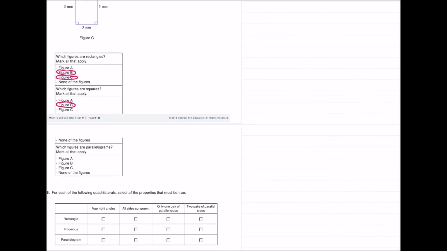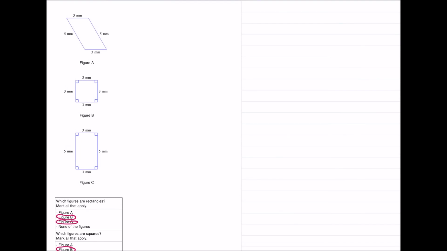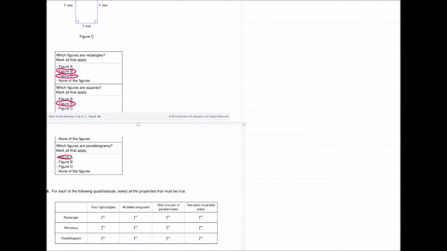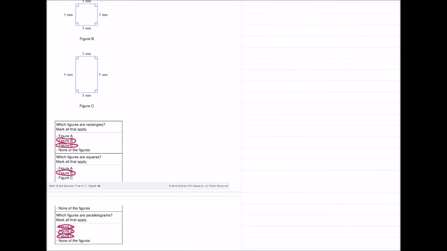And the next one, which one is a parallelogram? All of them are parallelograms because they all have opposite sides that are parallel to each other. So they are all parallelograms. Okay.